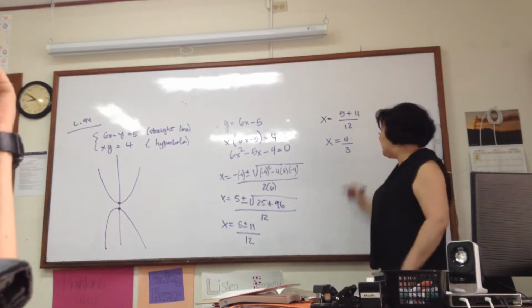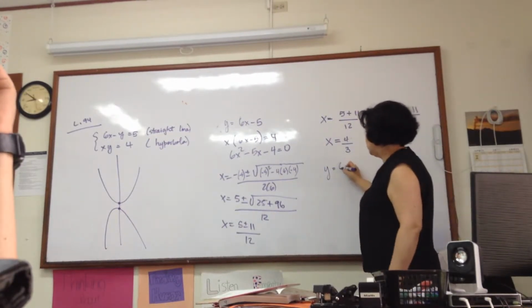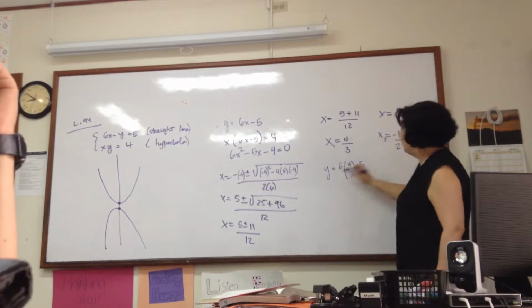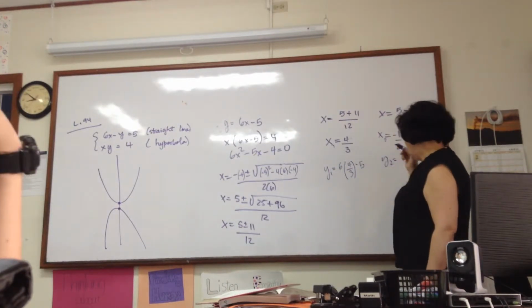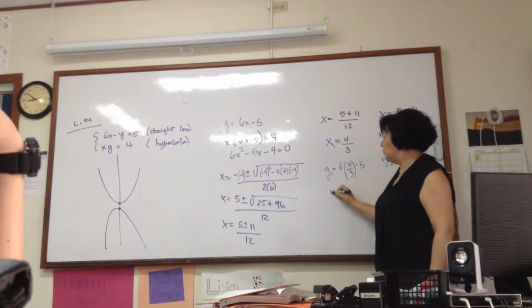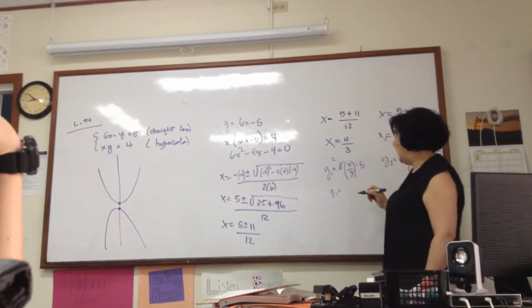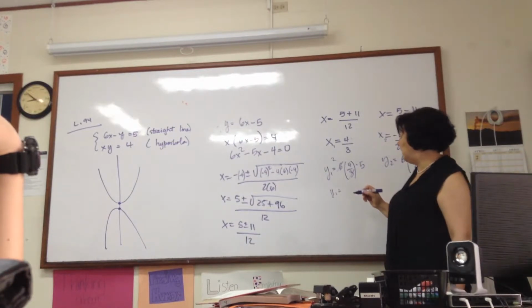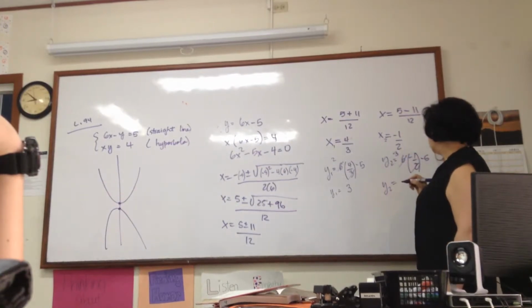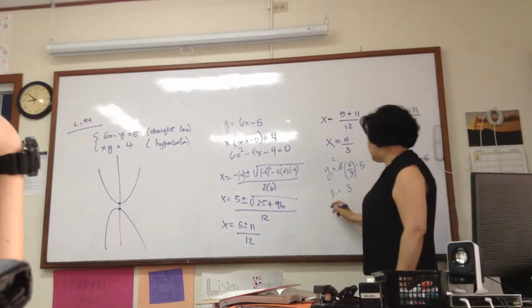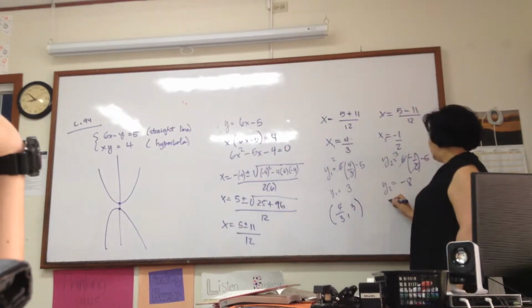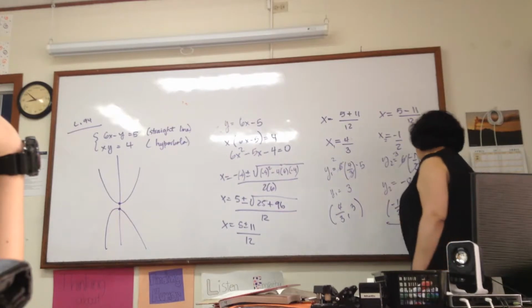So now I know that I am going to get a y here, which is 6 times 4 over 3 minus 5. I'm going to call this x1, x2, y1, y2. And 6 times minus 1 half minus 5. Then that's easy. So this would be 8 minus 5, 3. And this one would be minus 3 minus 5, minus 8. So my two points are 4/3, 3 and negative 1 half, minus 8. That's it. This is my answer.